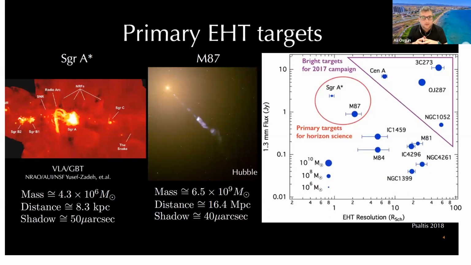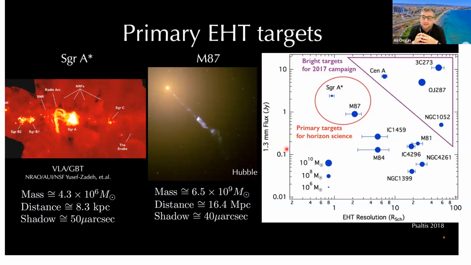So here you can see the properties of these two black holes, and I am showing the plot right here. This is trying to give you a summary of how different black holes might appear if you were to image them with the Event Horizon Telescope. The idea here is that on the y-axis, I'm showing you the flux of each of these black holes at 1.3 millimeter, which is the wavelength that the Event Horizon Telescope observes, and the x-axis is showing the resolution that the telescope, at least in its current configuration, will be able to obtain.